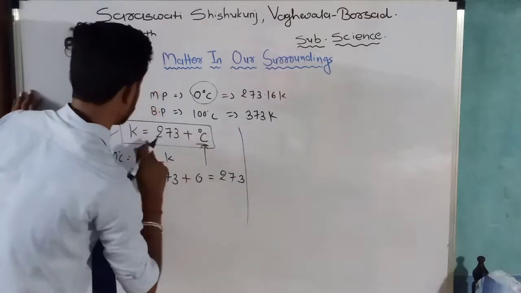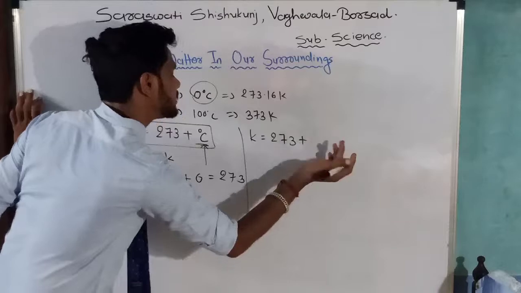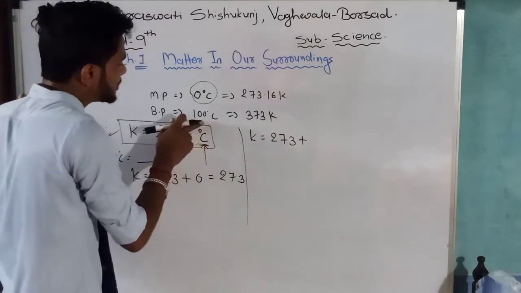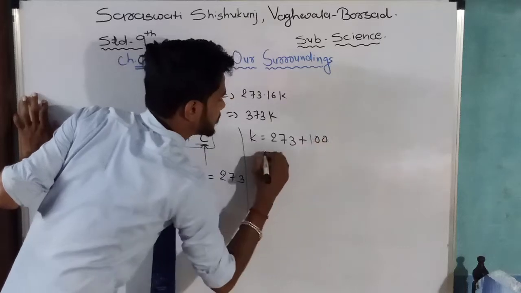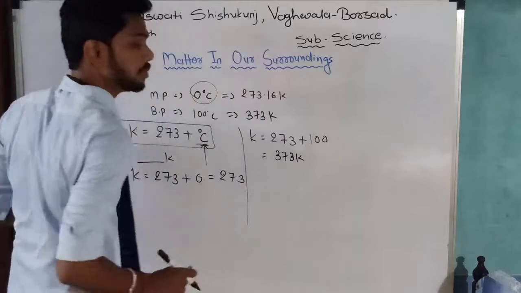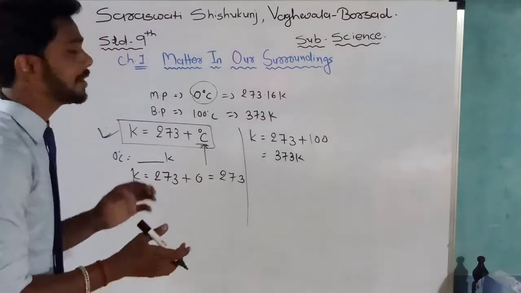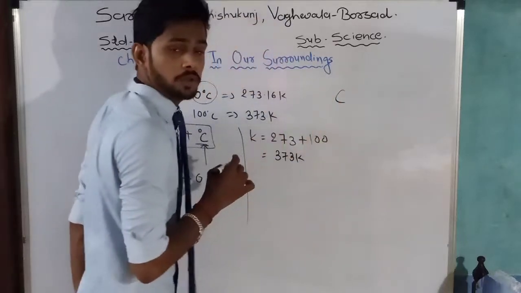So again, Kelvin is equal to 273 plus degree Celsius. So what is the degree Celsius? That is 100 degree Celsius. So I have to put 100 degree Celsius and it's equal to 373 Kelvin.